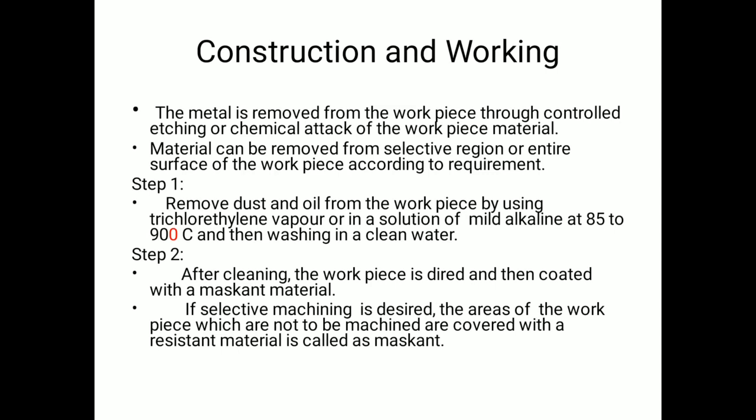As already discussed, in chemical machining, the metal is removed from the workpiece through controlled etching or chemical attack of the workpiece material. Material can be removed from a selected region or the entire surface depending upon our requirement. There are certain steps to be followed while carrying out a chemical machining process. Step 1. Remove dust and oil from the workpiece by using trichloroethylene vapor or a solution of mild alkaline, and then wash with clean water. So this is step 1.